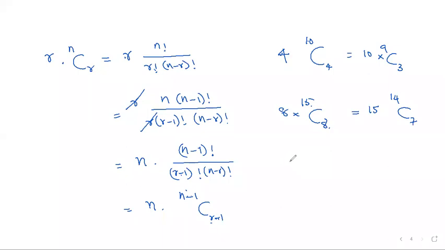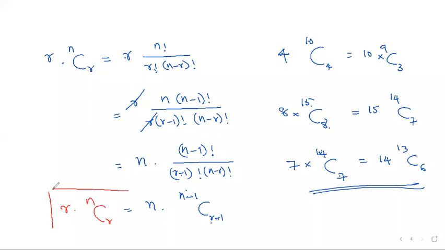Another example: 7 into 14C7 is equal to 14 in place of 7, 14 into one less, 13C6. Understood? Yes, sir. Note this very clearly. Very important formula. I require it somewhere inside it. I require this: r into nCr is n into n minus 1 Cr minus 1.